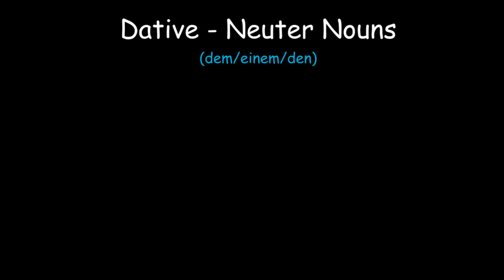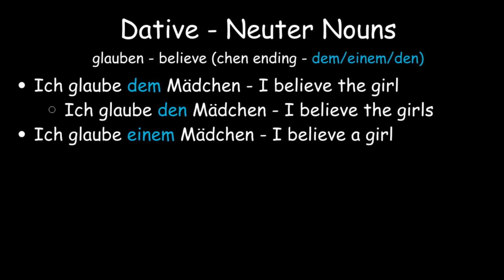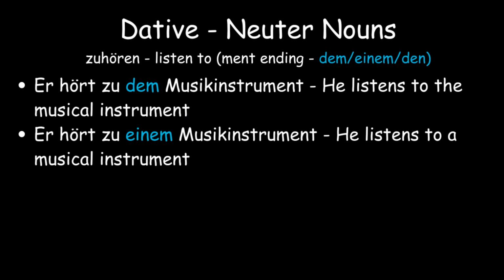Neuter articles in the dative are the same as in the masculine, so the context of the nouns will show the difference. Here, we have the verb glauben. Ich glaube dem Mädchen. Ich glaube einem Mädchen. To pluralize it, change the article. Ich glaube den Mädchen.